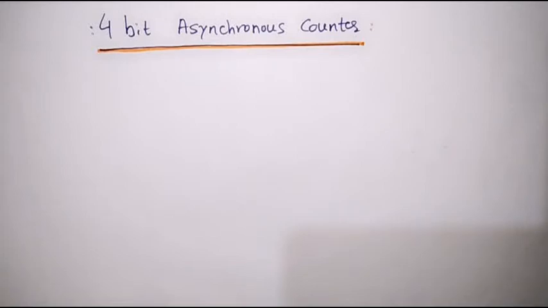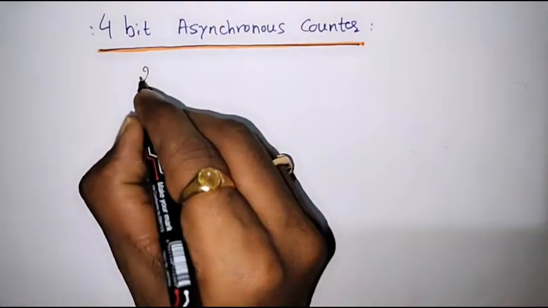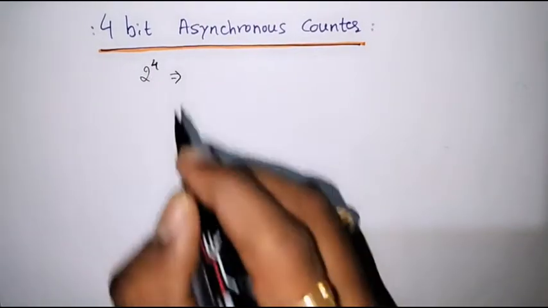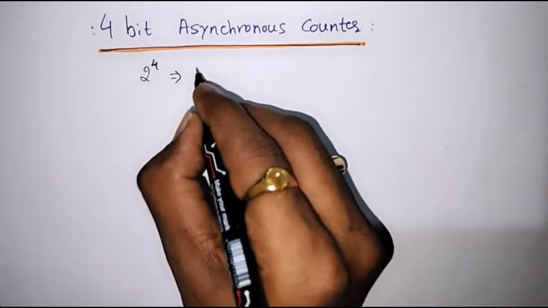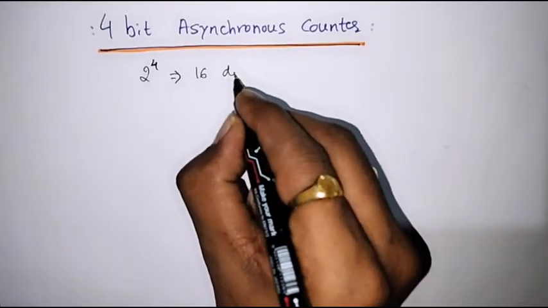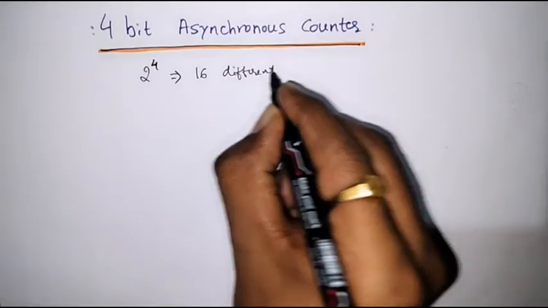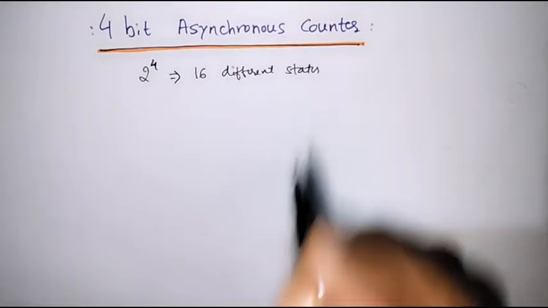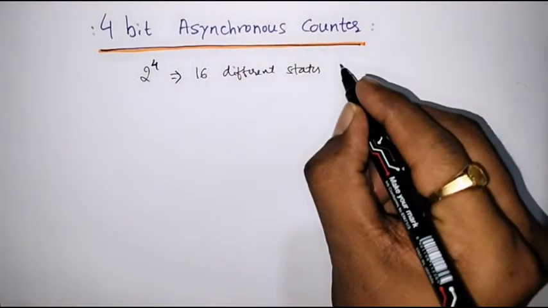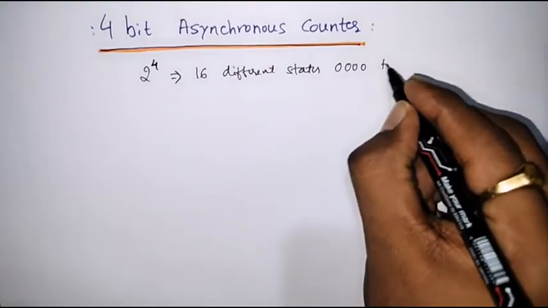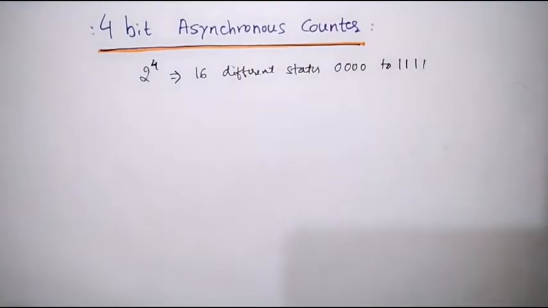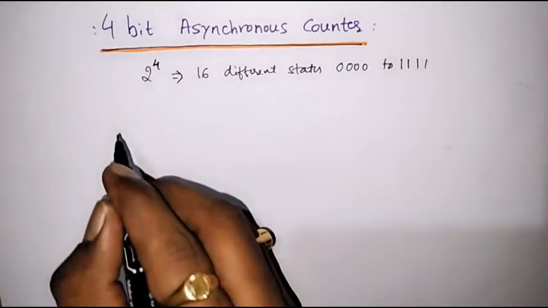Let's see how to design a 4-bit asynchronous counter. A 4-bit asynchronous counter has 2 raised to 4 distinct states. That is, it has 16 different states. It is capable of counting from 0000 to 1111. Let's draw the 4-bit asynchronous counter circuit using JK flip-flops.